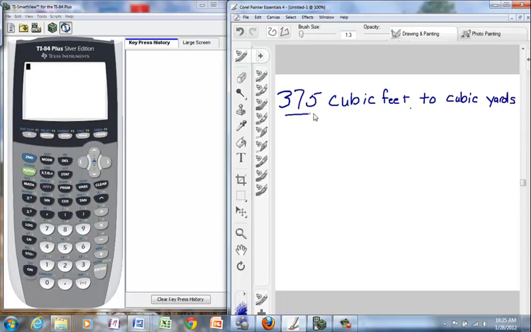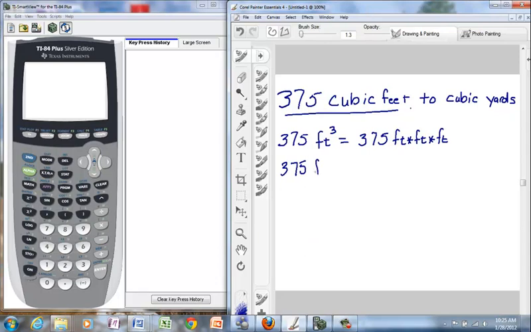So I'll start off with this given information. 375 cubic feet. Now one way to write that is feet to the third. But remember, we also can write that as feet times itself 3 times. And this is easier in terms of doing conversions. So here's my starting fraction.